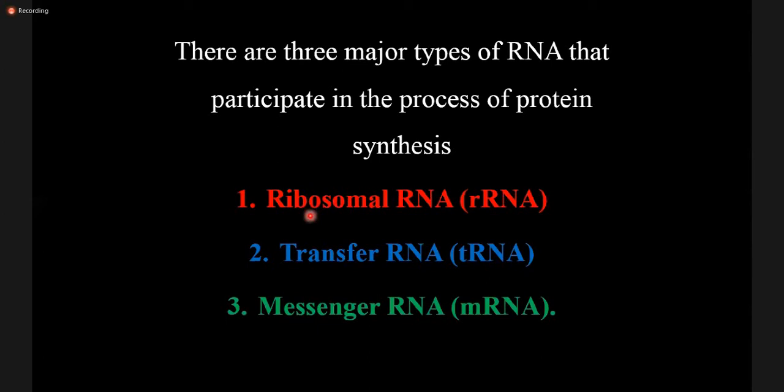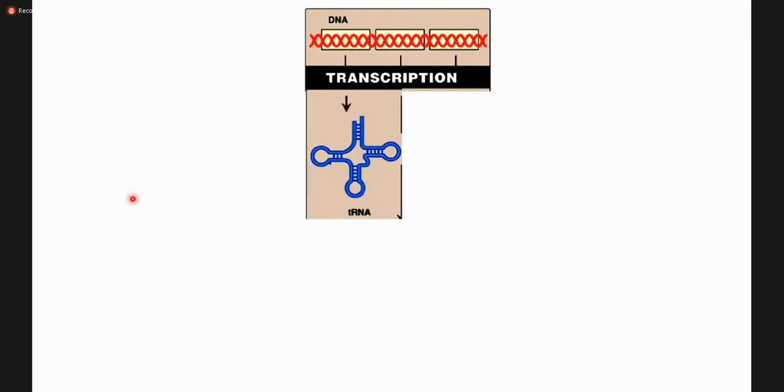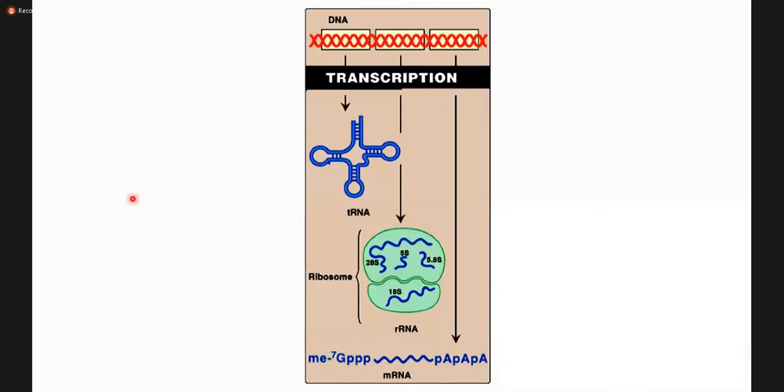However, we have some other types of RNAs as well. For example, we have small nuclear RNA and heterogeneous RNA. But the three major types are ribosomal, transfer, and messenger RNA. Through the transcription process, not only messenger RNA is synthesized, but other RNAs are also synthesized: transfer RNA, ribosomal RNA, and messenger RNA. All these three types of RNAs have three different functions.